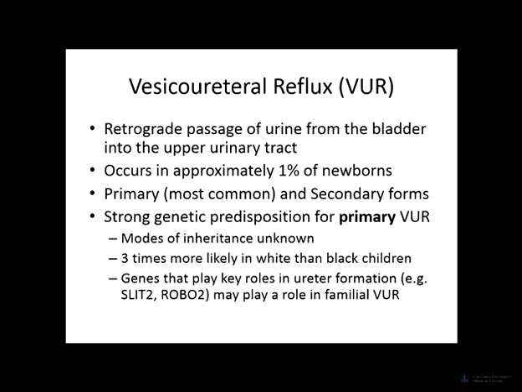It's 3 times more likely in white children, and there are a number of genes that play a role in ureter formation, and we've found that 2 of them, SLIT2 and ROBO2, can cause defects in familial reflux.